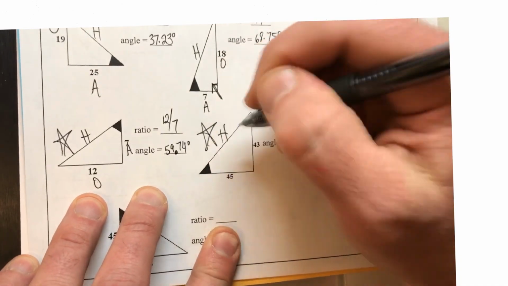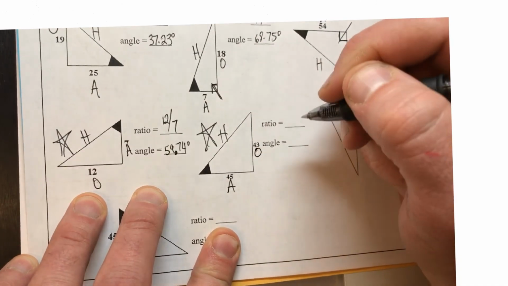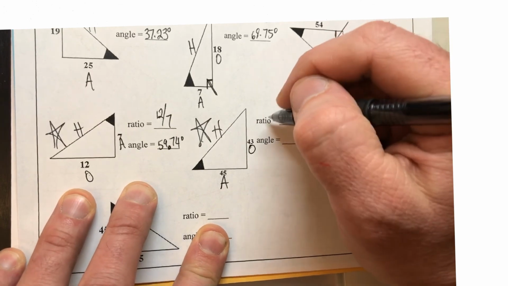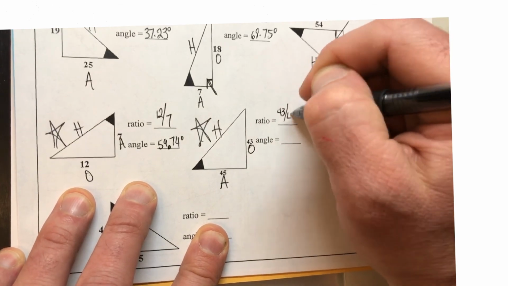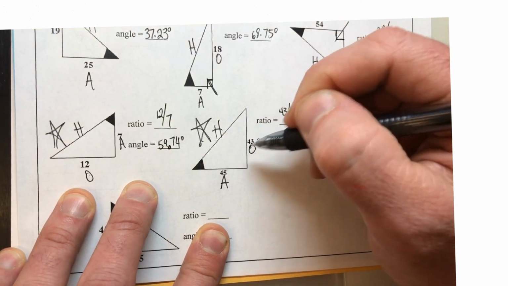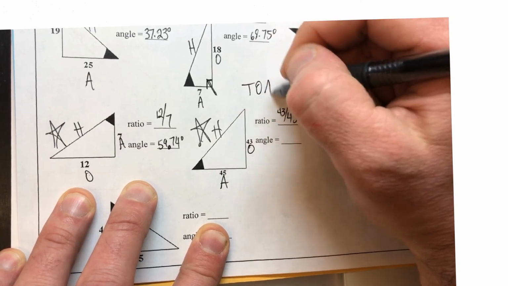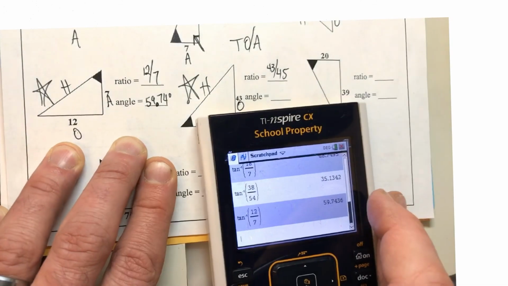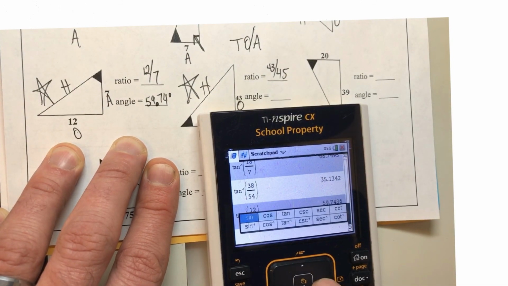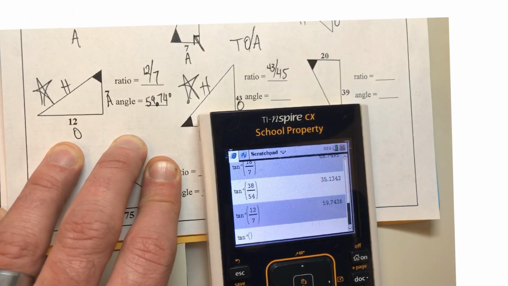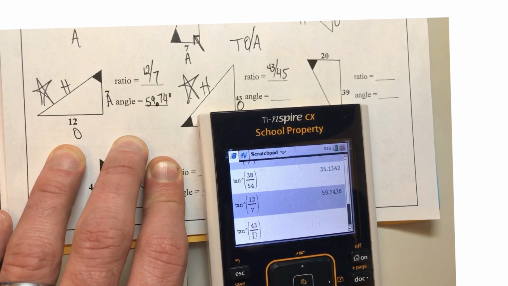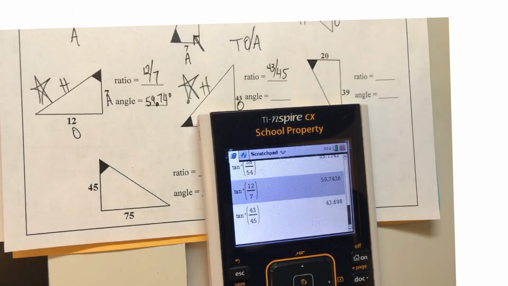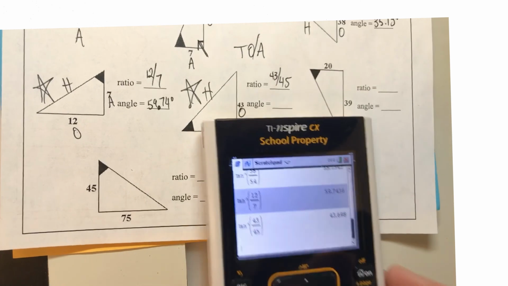And on this one, we have H, A, O, and our ratio is 43 over 45, because in tangent we always put opposite over adjacent. Then if I do tan inverse of 43 over 45, it's 43.7. We'll just round to 43.7.